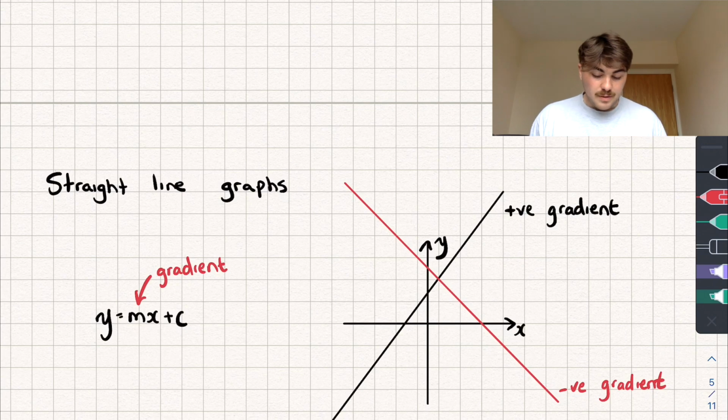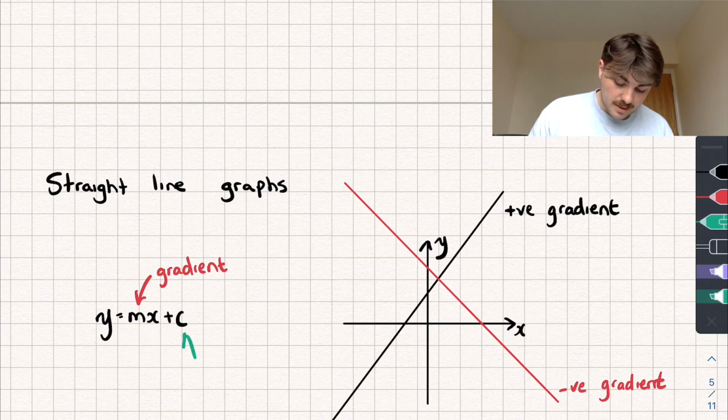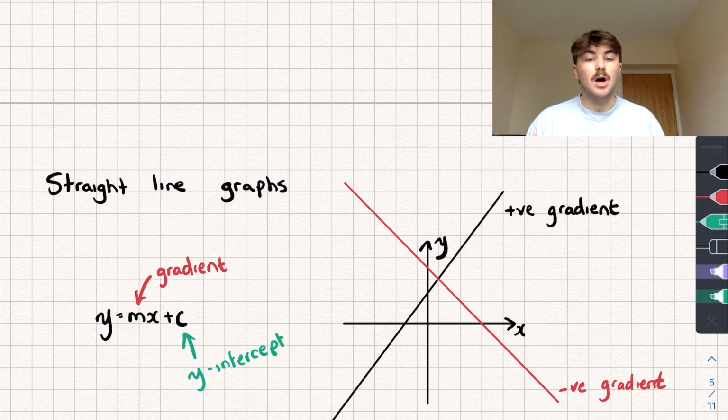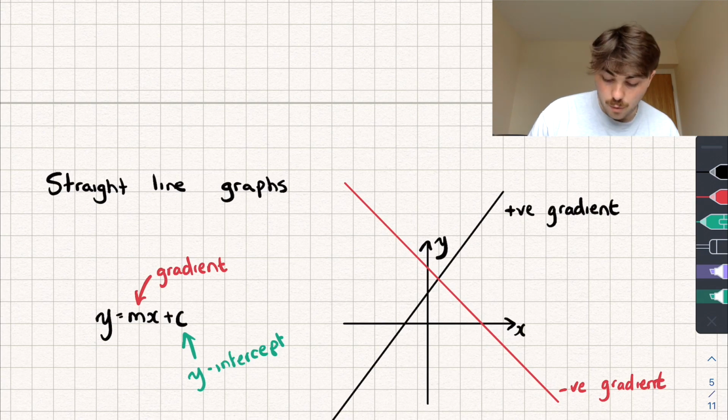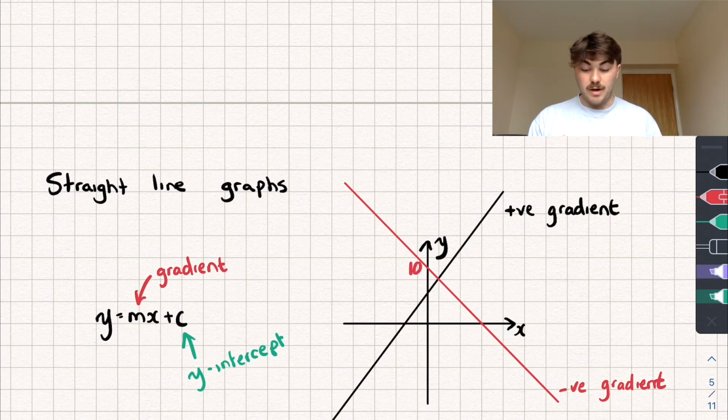Okay, now the letter c on the end, this represents the y-intercept. Okay, and what that means is where our straight line graph is going to pass through the y-axis. So say our straight line in the red passes through the y-axis at the point y equals, say, 10. Well, in the equation of that red straight line, then the value of c would be equal to 10. So I think that's pretty easy, right?